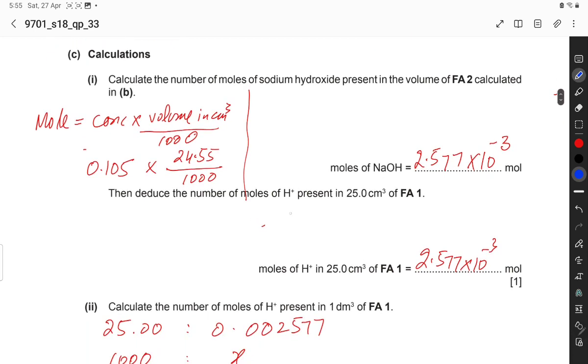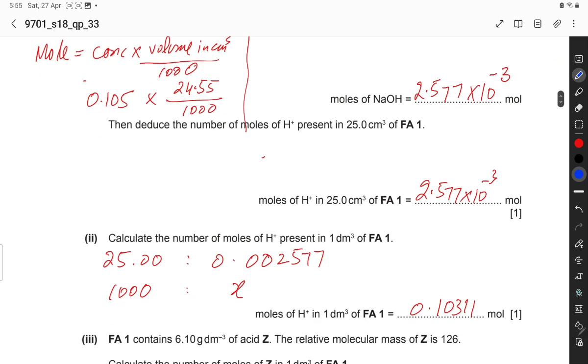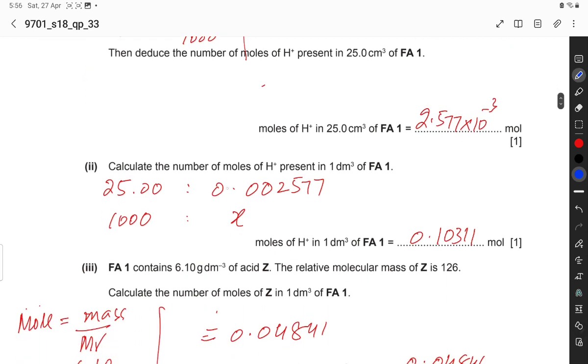So, to deduce the number of moles of H positive present in 25 centimeter cube of Fa1, we don't have an equation because we don't know the acid Z. So that's why we deduce that a similar number of moles of hydrogen ion might be used for this. So we deduce the number of moles, similar to the moles of sodium hydroxide, by the ratio method. So we have 2.577 into 10 raised to the power of minus 3 moles of hydrogen ions in this titration.